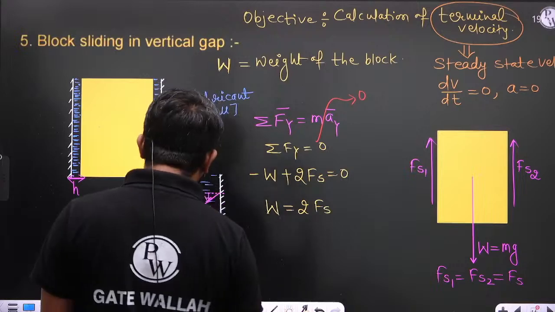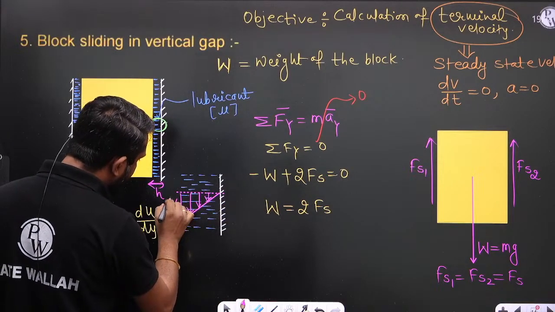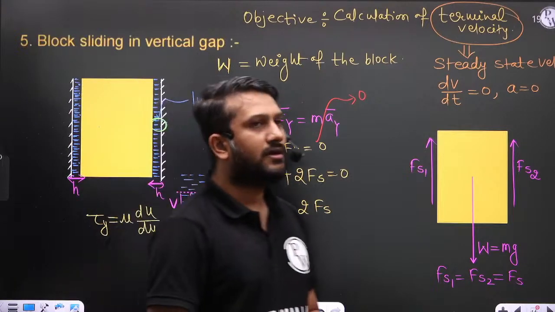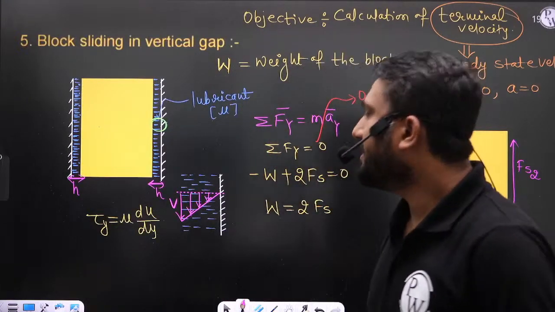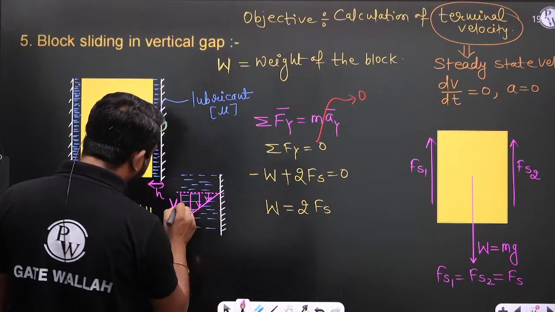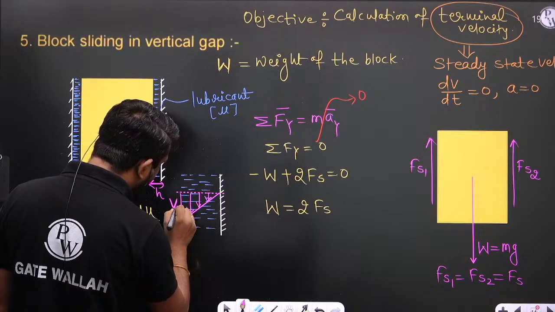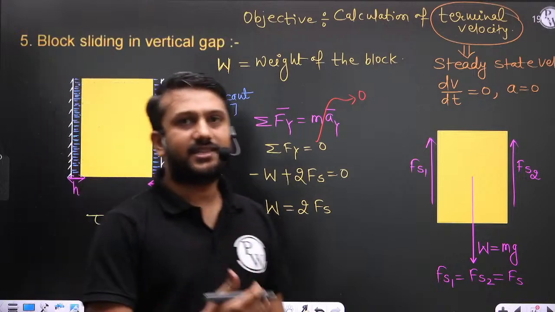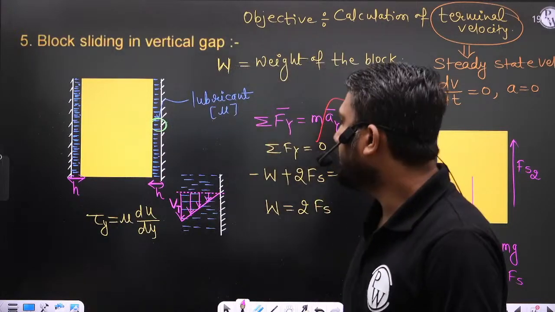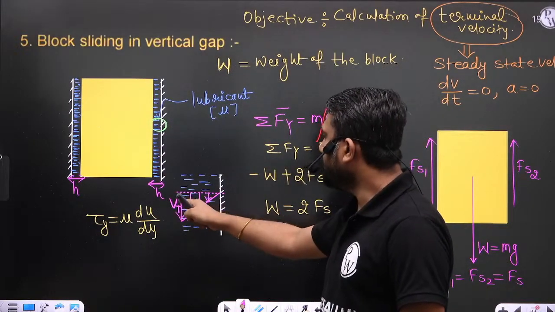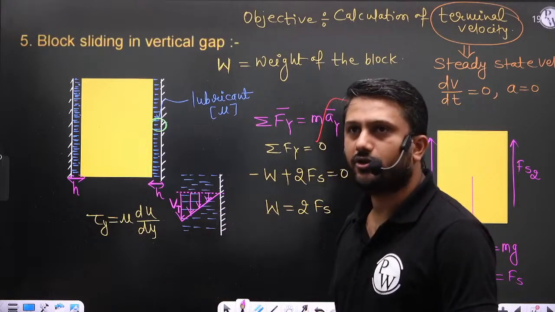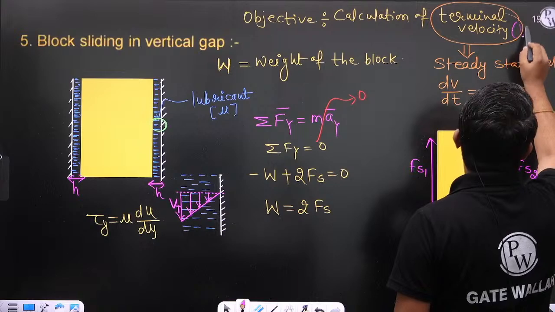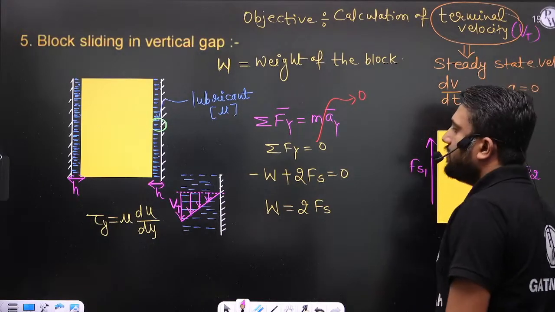This velocity is the velocity of the block, that is the terminal velocity. Since we are discussing things corresponding to the terminal velocity, let us consider this velocity as Vt. So what is Vt? That Vt is the terminal velocity of the block.